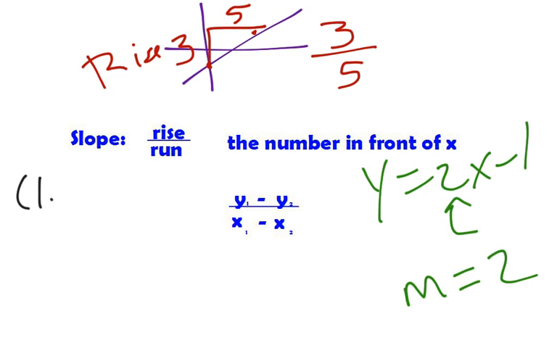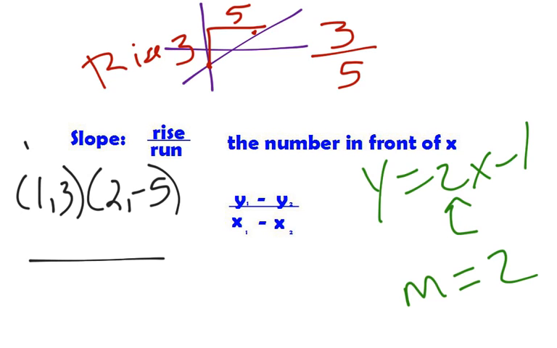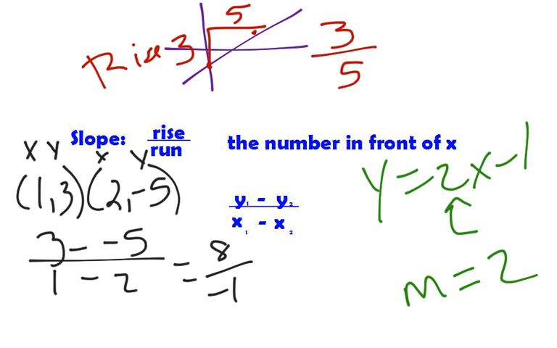If they give you 2 points, you're going to subtract the y's on top and the x's on bottom, so you're going to have a fraction. Remember, it's x, y, and it's x, y for your point. So you would say 3 minus a negative 5 on top, and you would say 1 minus 2 on bottom. Use your calculator because of the double signs and all that. You're going to have 8 over negative 1. We don't like a negative in the bottom, so negative 8 is my slope.